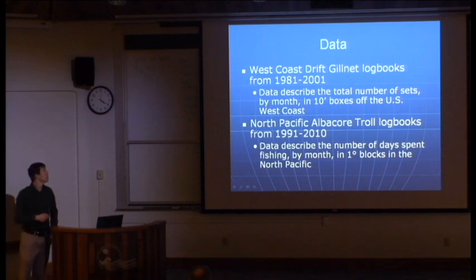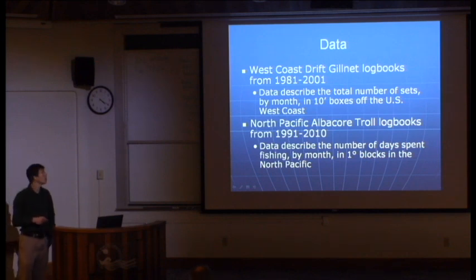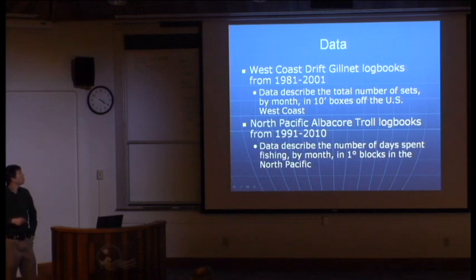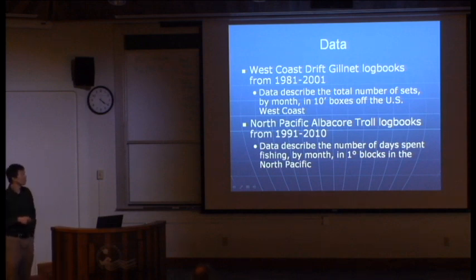So the data for this come from logbooks for the West Coast drift gillnet fishery from 1981 to 2001, so we had a 20-year span there. These data describe the total number of sets by month in 10-minute boxes off the US West Coast. For the North Pacific albacore troll logbooks, these went back farther in time, but because there aren't a lot of satellite data going farther back in time, and because we wanted to make them of comparable length, we restricted it to the window 1991 to 2010. Effort is described slightly differently: it's the number of days spent fishing by month in 1 degree blocks on the North Pacific.